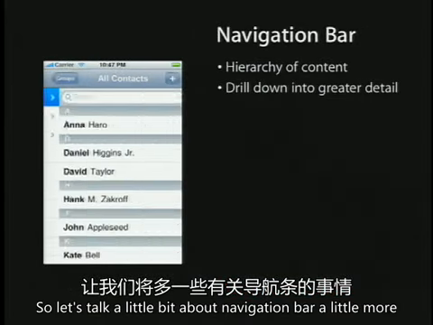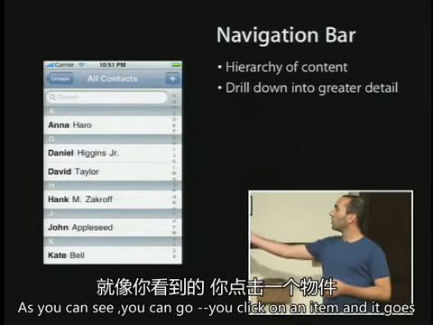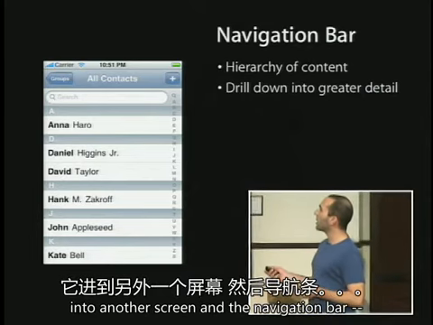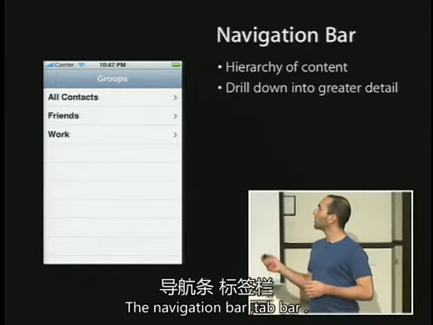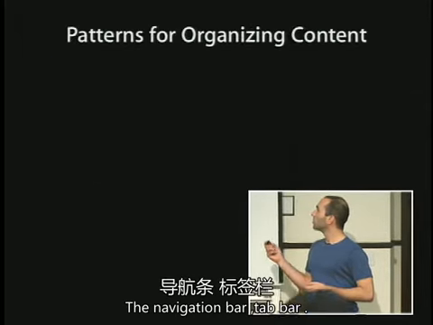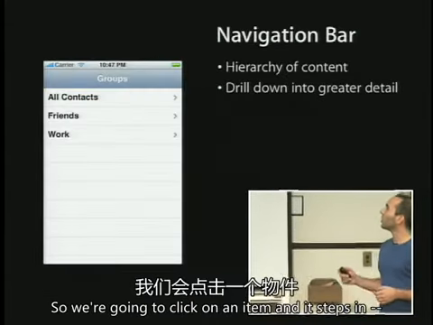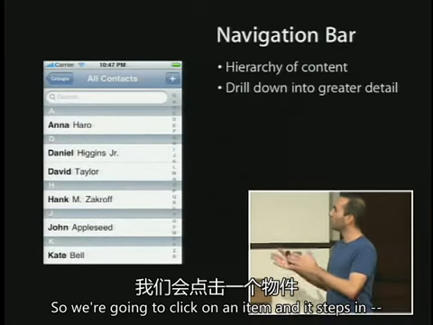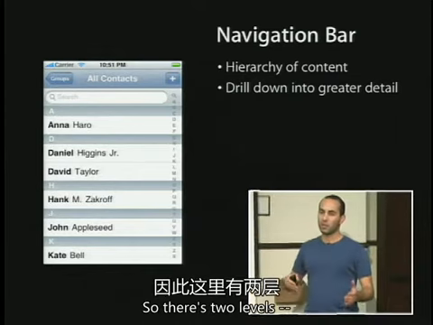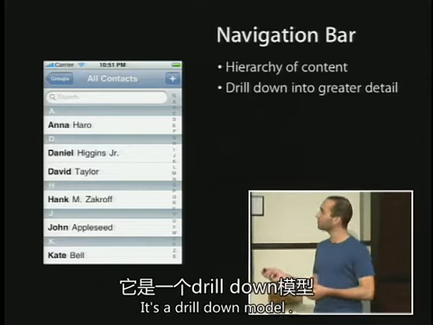So let's talk a little bit about the navigation bar a little more, where here we have a hierarchy of content. As you can see, you click on an item and it goes into another screen. Okay, watch the animation. So we're going to click on an item and it steps in. It steps in 2 levels. When you click on the back button, it goes back. So there's 3 levels of screenfuls of data there. It's a drill down model.